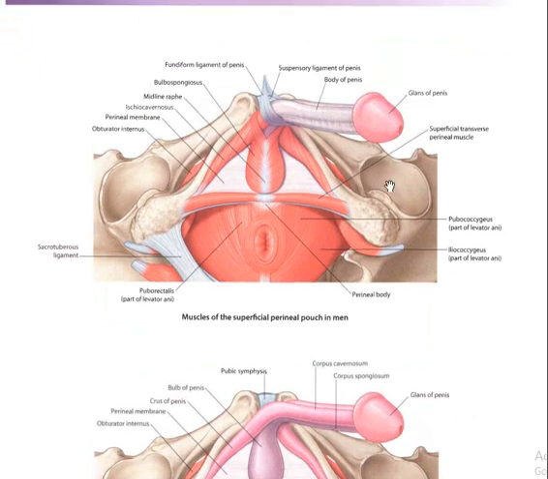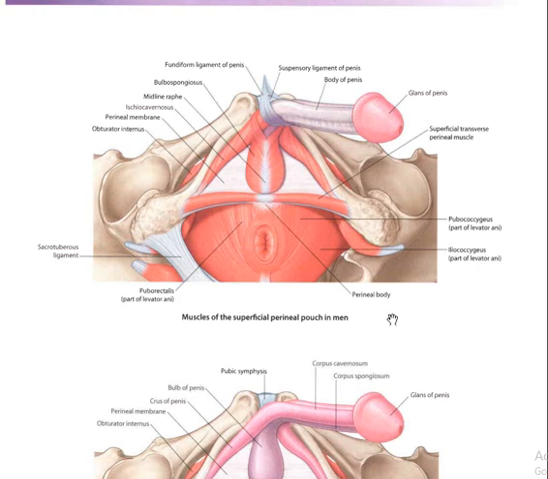So now, let's visualize the superficial perineal pouch. In the superficial perineal pouch, you have the bulbospongiosus here, and you have the median raphe. Here, this is the perineal membrane which separates the superficial perineal pouch from the deep perineal pouch. Here is going to be the ischiocavernosus. Here is going to be the perineal membrane. Here is going to be the obturator internus.